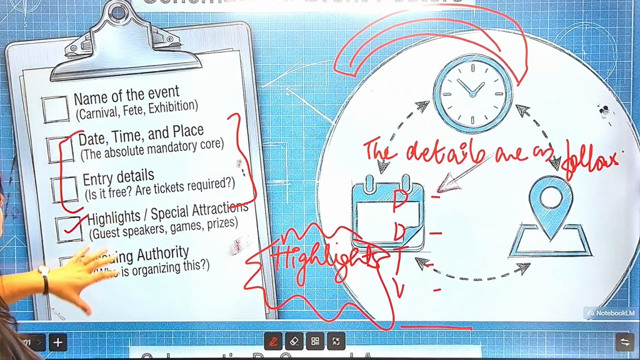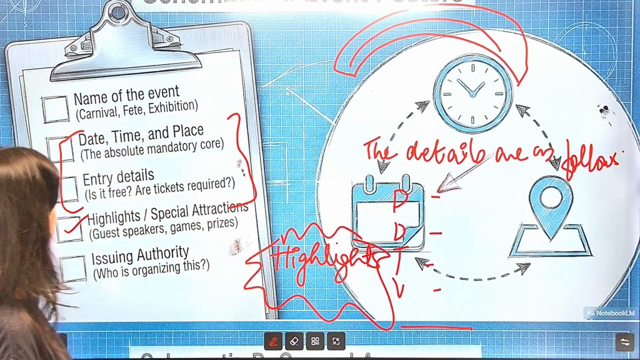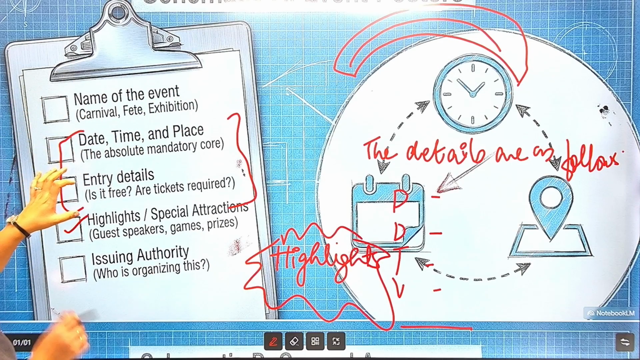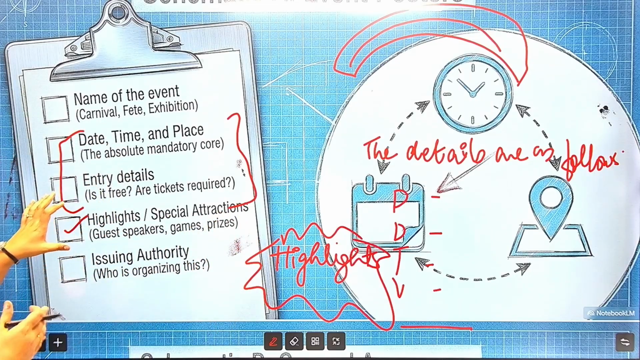So what are the prerequisites or the mandatory things that you need to include? Name of the event, as I said, DTV, entry details, whether the event is free or you need a ticket to enter it.